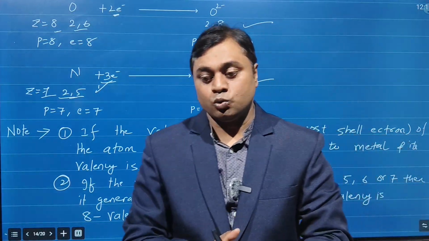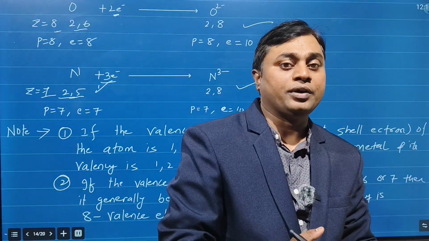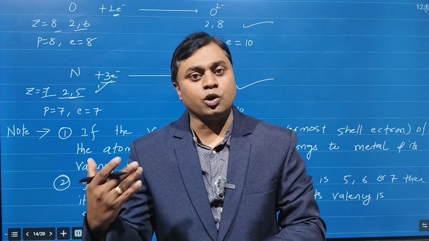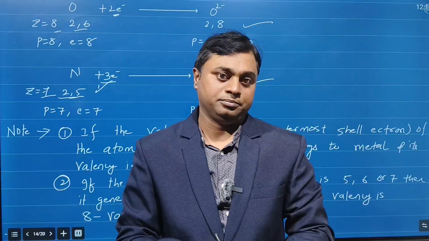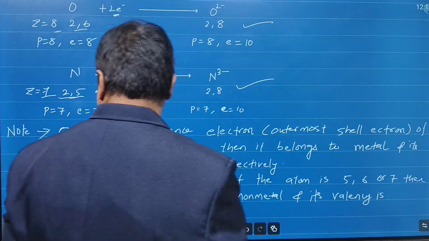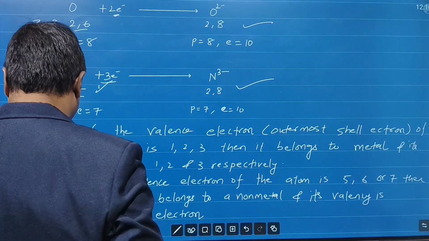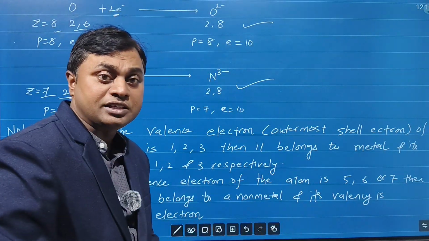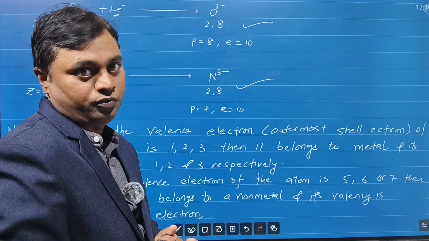Is that clear? So what is valency? The combining capacity of an atom is called valency. It is generally calculated by the number of electrons lost or gained by the atom. Here these two points are very, very important. If the valence electron is 5, 6, 7, how do you find the valency? 8 minus valence electron will be the valency.